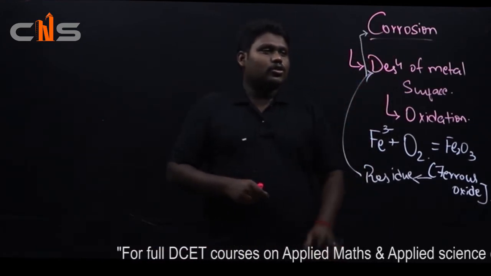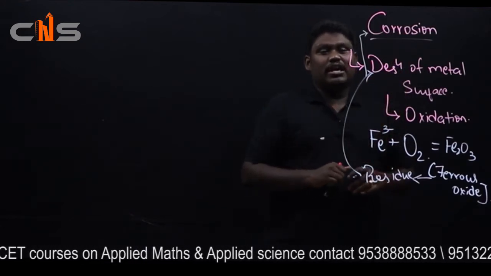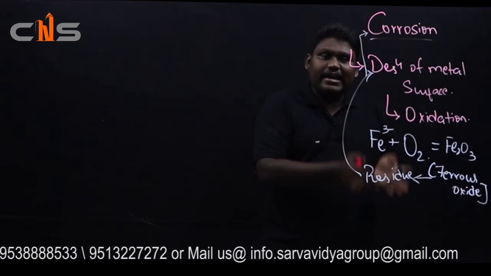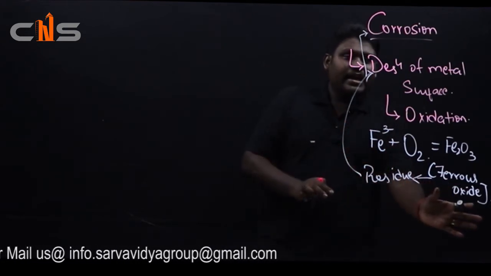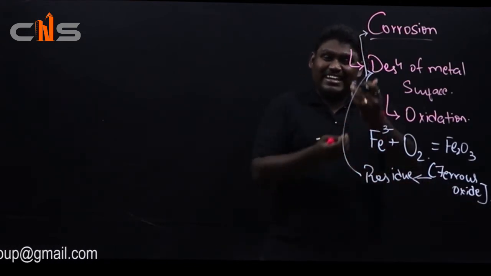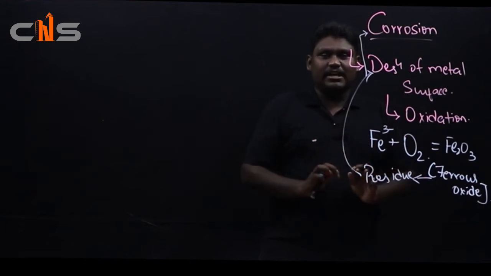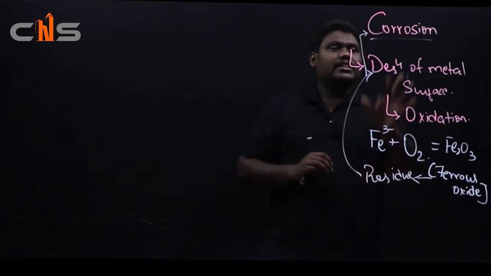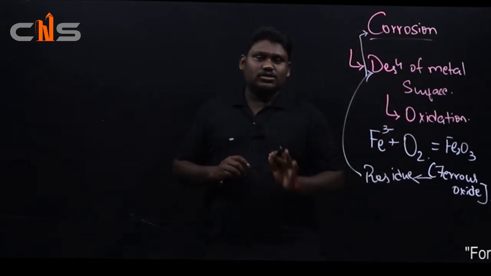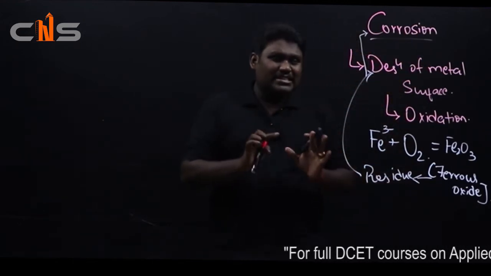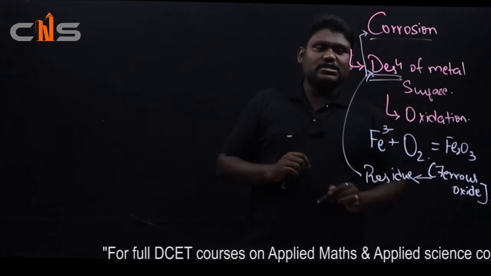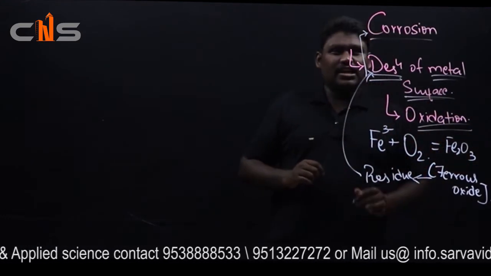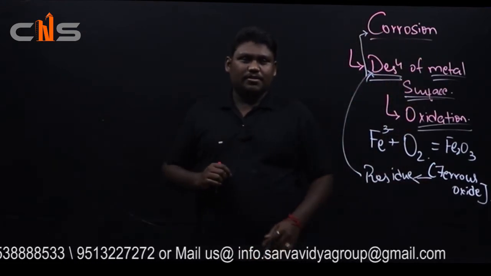Clear? So we can even define corrosion as deposition of its material in its other components, that is in terms of oxides, which decreases the strength of the material due to the presence of oxygen in the atmosphere. That process is called as corrosion. So to remember easily, you can just remember destruction of metal surface due to oxidization is called as corrosion.